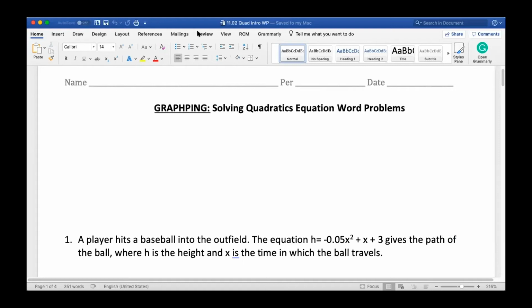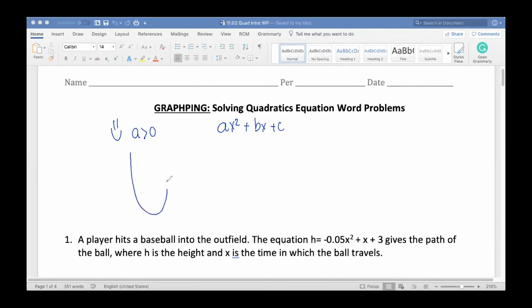So class, today we are going to do a solving quadratic word problem. So let's go ahead and talk about the shape. The two shapes that you usually see for quadratic, we know the formula is ax squared plus bx plus c. And when a is positive, you're happy, right? You smile, the graph opens up.